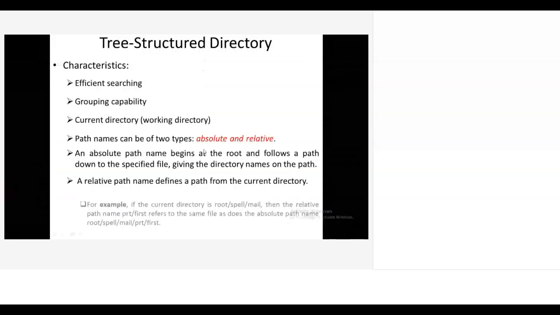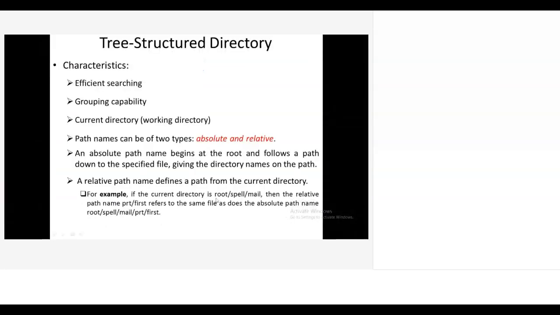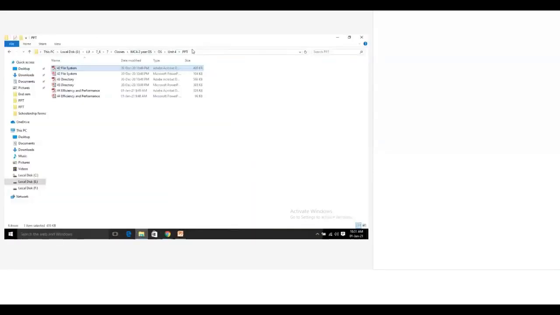So here, for example, if the current directory is root spell mail, then the relative path name PRT oblique first refers to the same file as the absolute path name root spell mail PRT first. This oblique you can also see here. If I click here, you can see this oblique here, right? Yes sir. Okay.